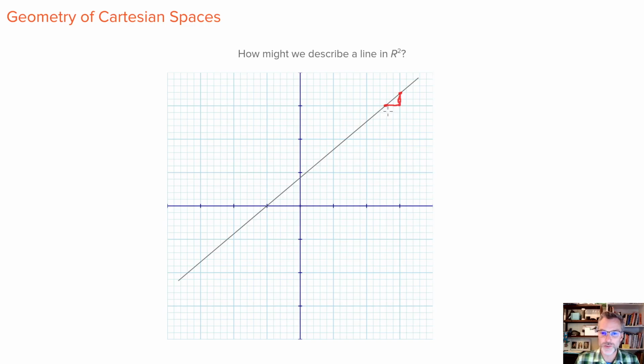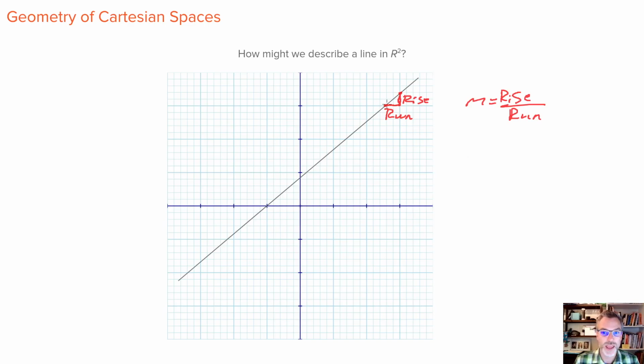Okay, this horizontal distance is called the run, and this vertical distance is called the rise. Okay, that might look familiar. Put them together. Get the rise over the run. That's the slope of the line.